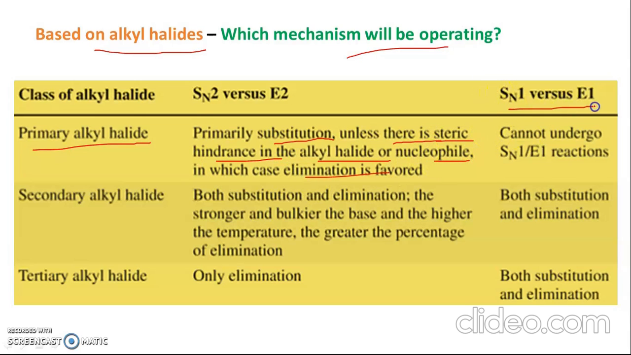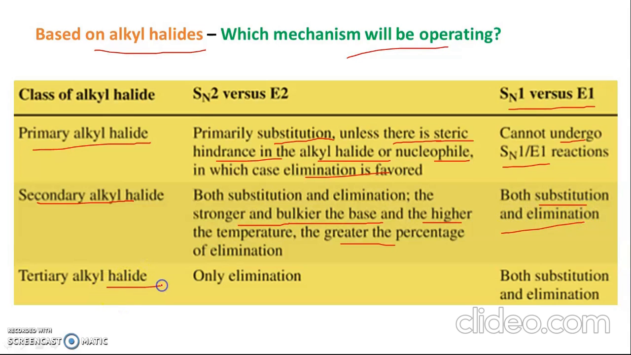And what about SN1 versus E1? They cannot undergo both of these, because the carbocation which is common for SN1 and E1 is generated in both cases, but if it is primary it will be very unstable. Now secondary, both substitution and elimination are possible. The stronger or bulkier the base and the higher the temperature, the greater is the percentage of E2. Increasing temperature, why it is so, we have just discussed in the previous slide. And if the basicity is high, obviously basicity is related to elimination, so elimination will be favorable. Here also in case of SN1 and E1, both may take place.